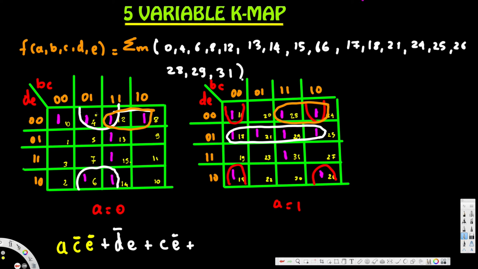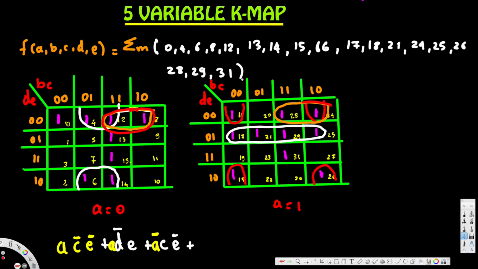For the second one, let's see. Here C is not changing, so we put a C, and then E is not changing, so we put an E complement, but since this is happening only in one table, we have to put A complement, because A is 0, so we have to put A complement in order to get 1, right? Now let's look at this DE part. We got it from here, this one. This one is occurring only in one table, so we have to include A, so this is going to be A, right?